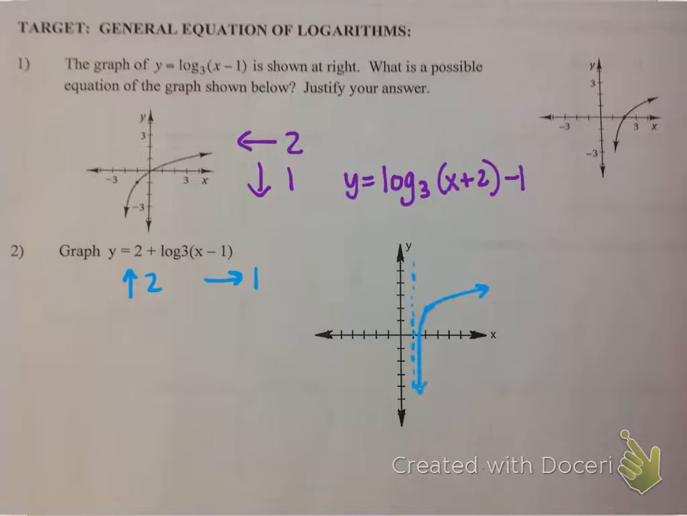Our asymptote also moves over from the y-axis. It also has to shift over 1 to the right with our locator point, and so I do that little asymptote in there as well. Make sure that's clear on your graph.